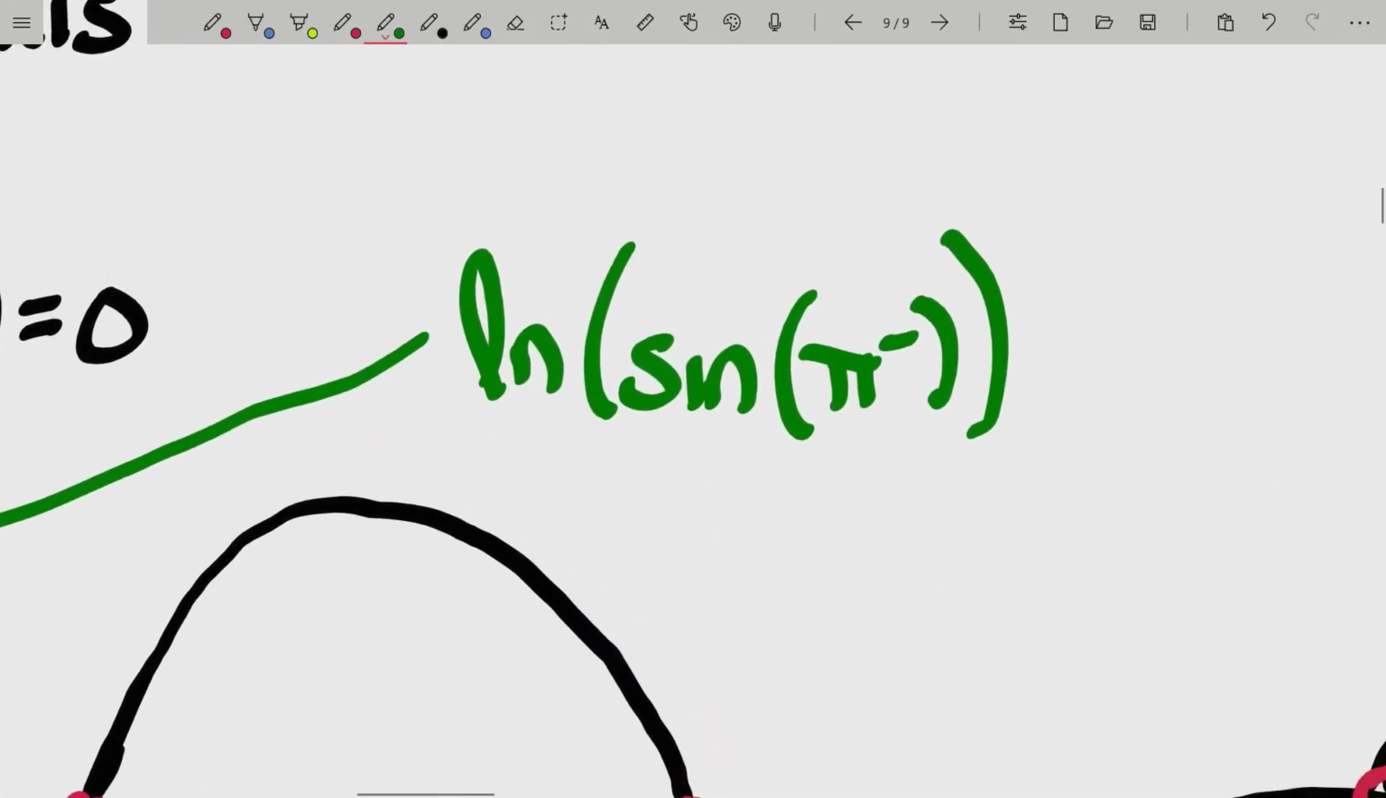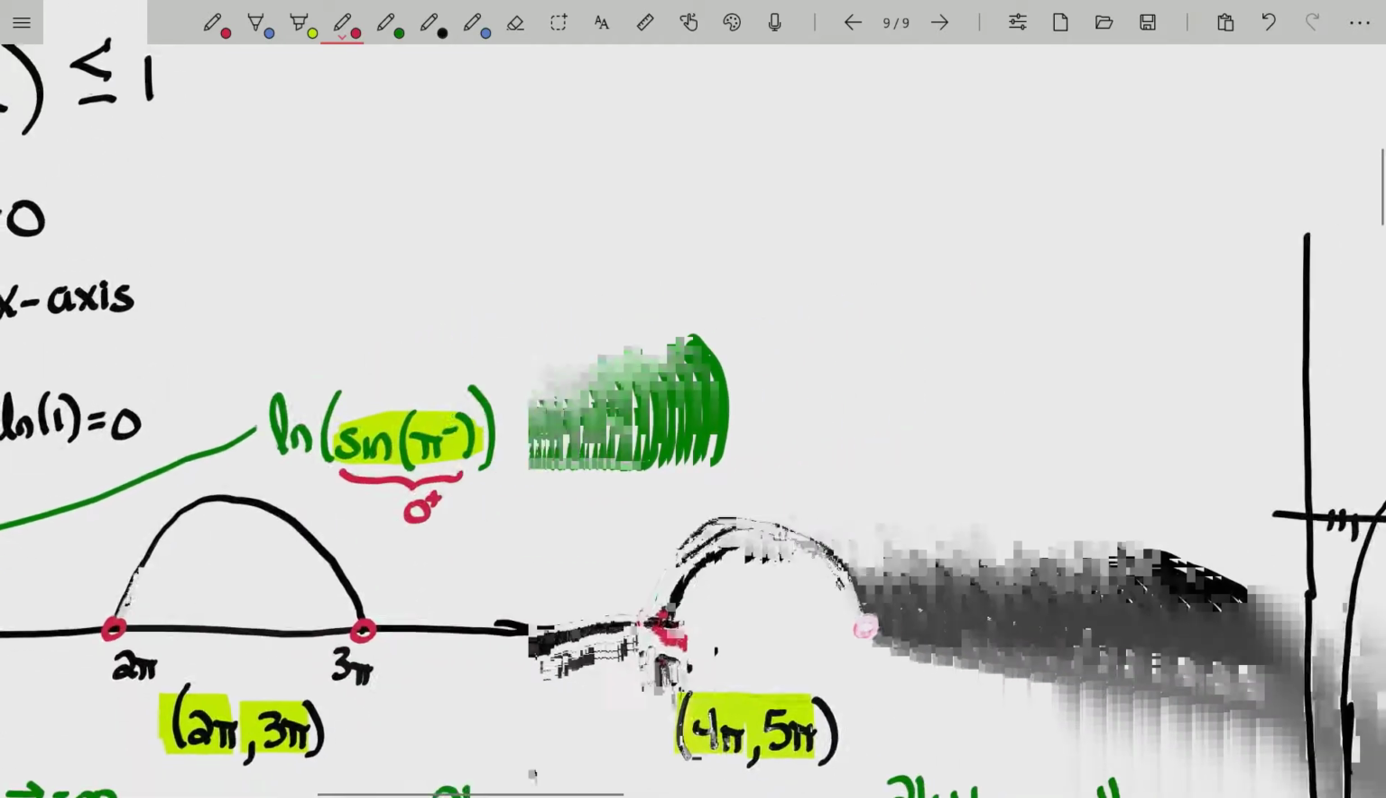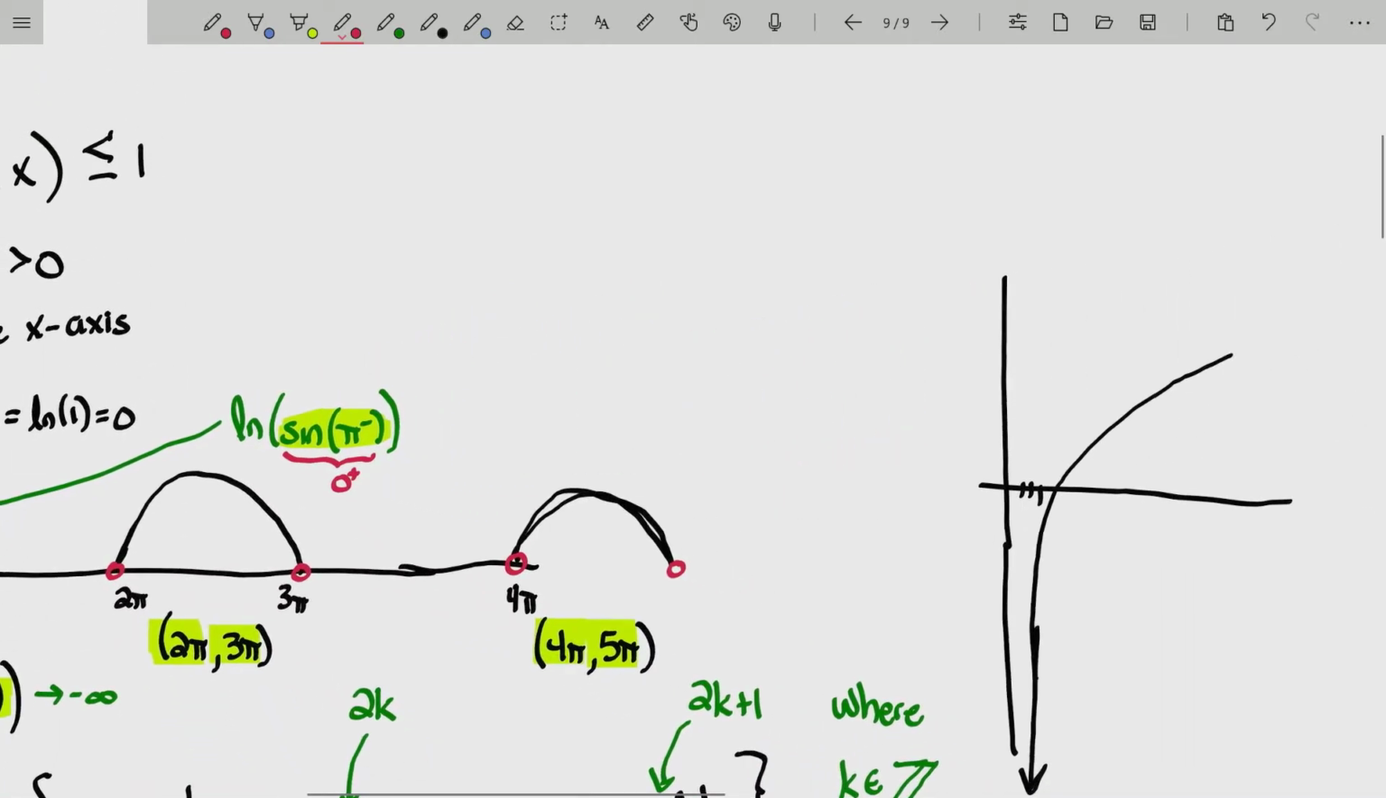So as x values here are getting close to pi, the sine, the y values, are getting really, really close to 0. But still on the positive side of 0. And again, looking at the natural log graph over to the right, as our arguments, our inputs, get really close to 0, the y values for the natural log drop down to negative infinity. So this will approach negative infinity.